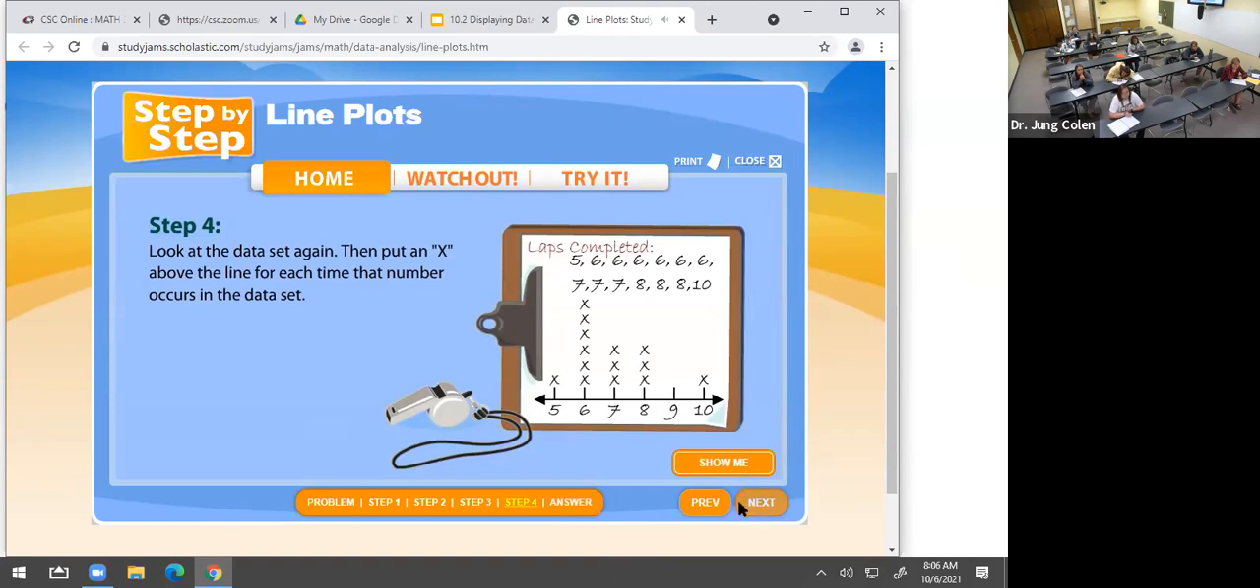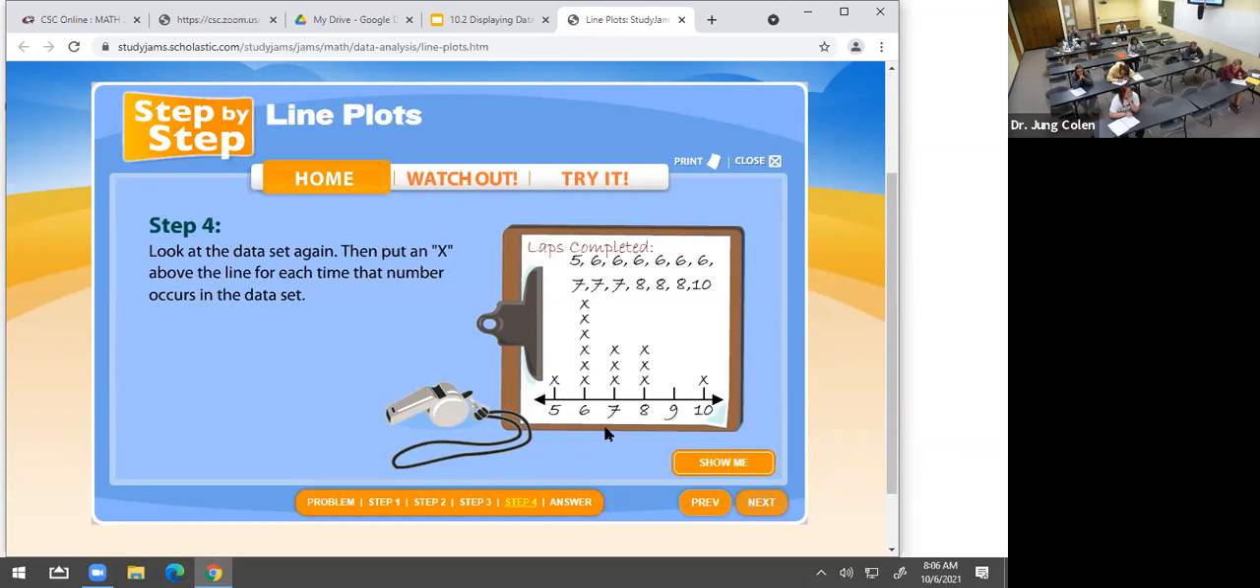Pretty simple, huh? Okay, so can you tell me about the range here? What is the range in this data? The range? I know you guys know, come on. 5, because the smallest number is 5, the largest is 10. The difference is 5. What is the mode? 6, because 6 occurs the most frequently, right?